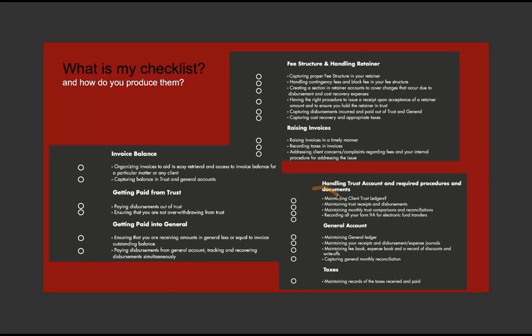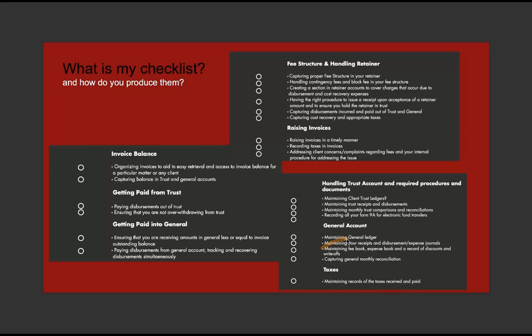Now let's look at the last three criteria: handling trust account and required procedures. Like, what the law society is looking for, or what an auditor is actually looking for, is maintaining client trust ledger, maintaining trust receipts and disbursements, maintaining monthly trust comparison and reconciliation. You're satisfying all these three by the very nature of you doing it, and recording Form 9A. Softwares like ours, when you do an electronic fund transfer, right away pop up and say, hey, do a Form 9A, and you'll get a check mark in at least 3 of the 4 if you do reconciliation properly.